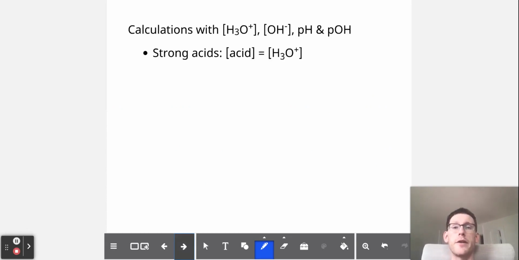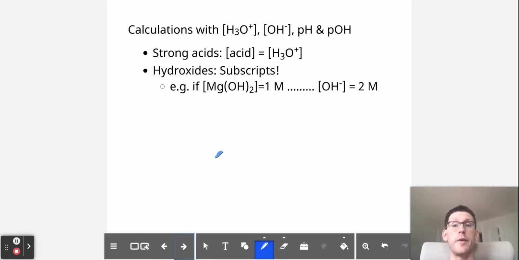If you need to do calculations with hydronium concentration, hydroxide concentration, pH, and pOH, you should know that for strong acids, the concentration of the acid that you're given is equal to the concentration of H3O+. A 1 molar solution of HCl, a strong acid, has a 1 molar solution of H3O+. For hydroxides, you need to be careful with the subscripts. For example, if you have a 1 molar solution of magnesium hydroxide, because there's 2 OH-, your concentration of hydroxide will actually be 2 molar.